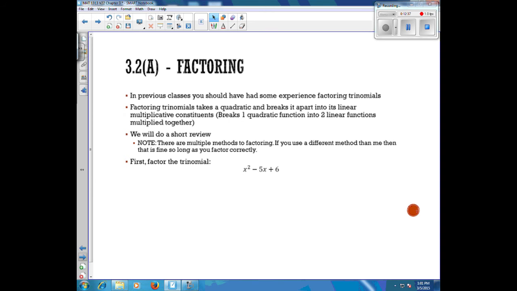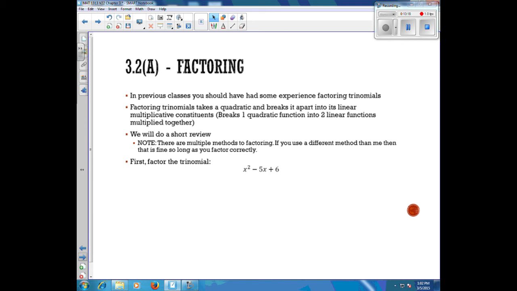So, in previous classes, you should have had some experience factoring trinomials. Factoring trinomials just takes a quadratic and breaks it apart into linear multiplicative constituents. So what you're talking about is 2 linear functions that are multiplied together to give you 1 quadratic function. Now, most quadratic functions can be factored, but they aren't always conveniently able to be factored. In other words, you would have things like fractions, decimals. But in the case that these things factor to whole numbers, it's a lot easier to use factoring to solve a quadratic equation.